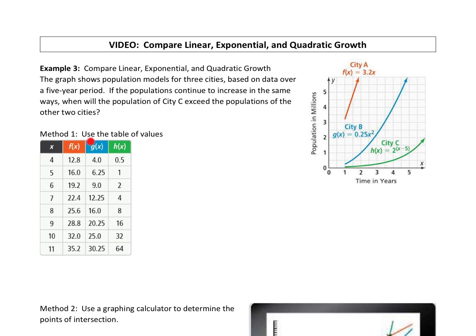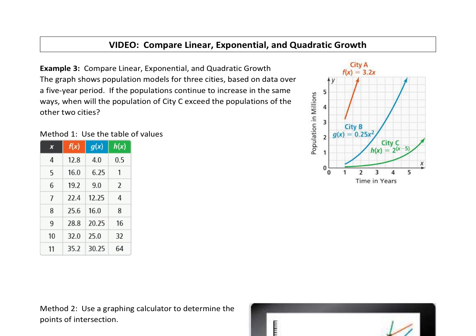Our first one is to use a table of values. Here's a table of values for all 3 functions. We've got our x coordinates, and then these are the y values of f of x. This is city A, the linear. Here are the y values of g of x. This is city B, the quadratic function. And these are the y values of h of x, city C, which is the exponential function.